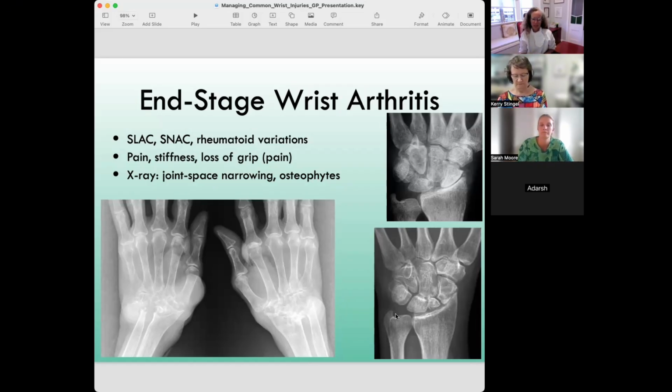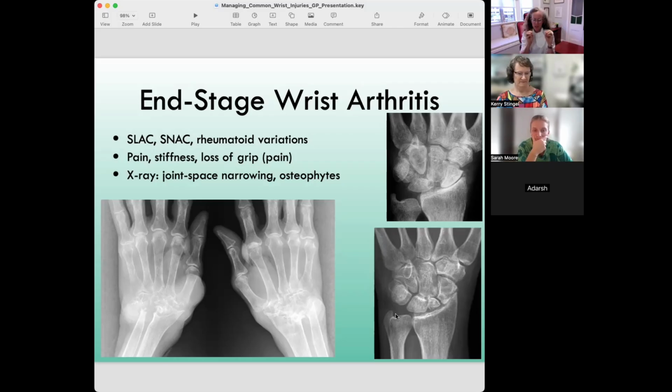The next one is a SNAC wrist, which is where there's actually been a scaphoid fracture that's been untreated. And look, the screw fixation of the scaphoid fracture only really came out in the 70s, and so there are a few of these guys sitting around. To be perfectly honest, there are plenty of guys who break their scaphoid and absolutely have no recollection.